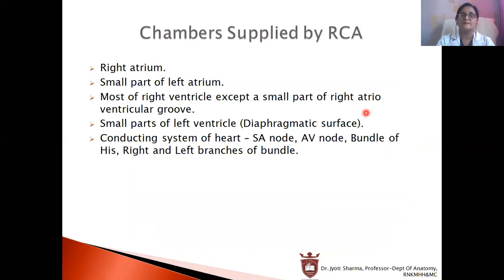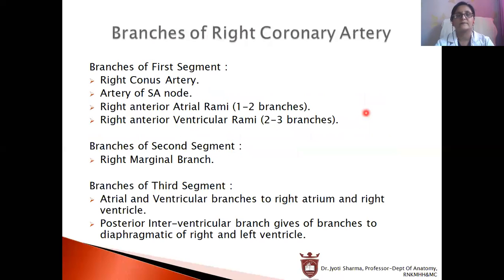Now we see the chambers supplied by right coronary artery. Right coronary artery supplies right atrium, small part of left atrium, most of right ventricle except a small part of right atrioventricular groove, small parts of left ventricle, that is the diaphragmatic surface, and the conducting system of heart, that is SA node, AV node, bundle of His, right and left branches of bundle.